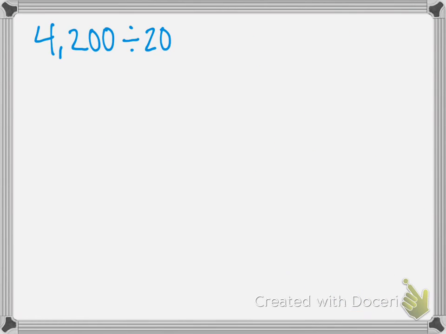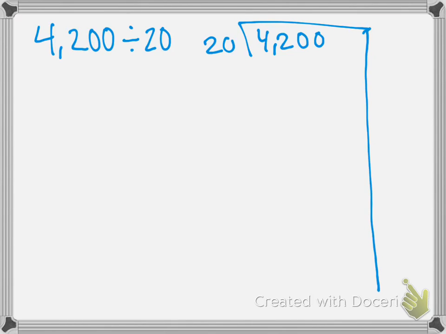Okay, let's go ahead and do one more. At this point, if you'd like to pause it and try it on your own and then check it with my answer, you can do that, or you can just watch me model one more. So I'm going to set this one up, 4,200 divided by 20, get my line in there.